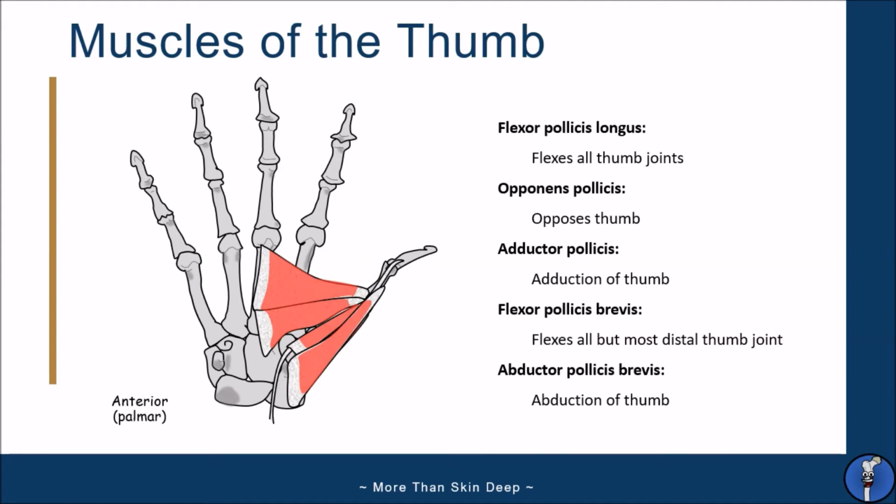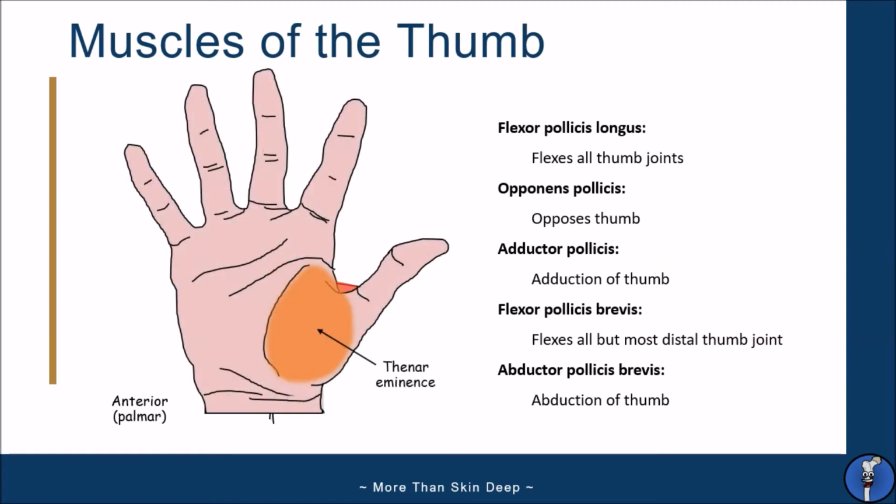The opponens pollicis, flexor pollicis brevis, and abductor pollicis brevis muscles form a palmar bulge over the thumb known as the thenar eminence, which we discussed in a previous teaching session.